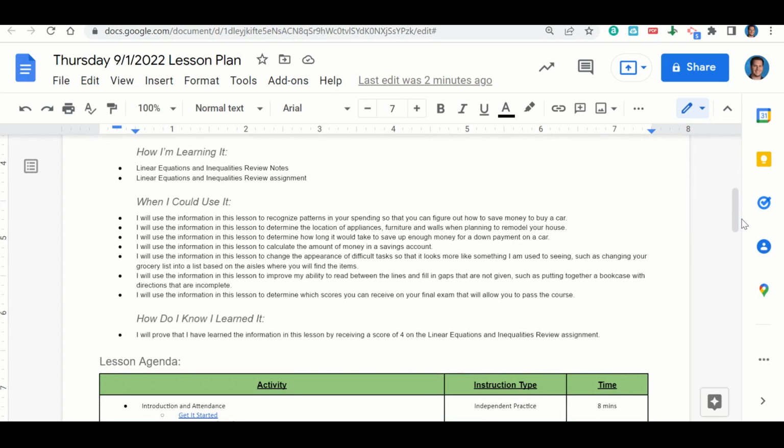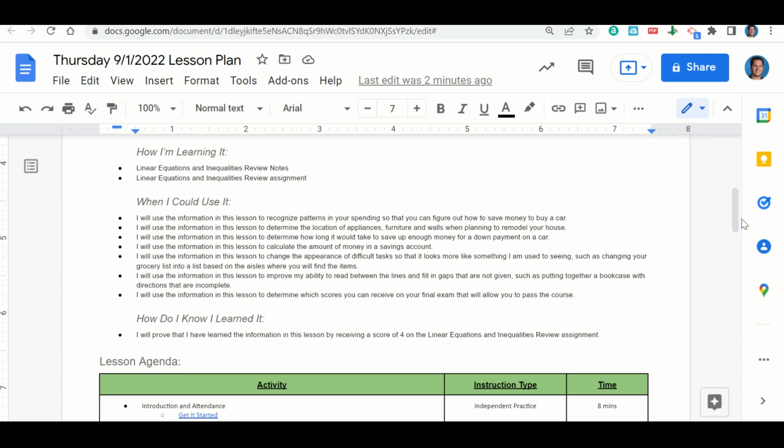How are we learning it? Through the linear equations and inequalities review notes, as well as the linear equations and inequalities review assignment. When can we use this? To recognize patterns in your spending so that you can figure out how to save money to buy a car. To determine the location of appliances, furniture, and walls when planning to remodel your house.